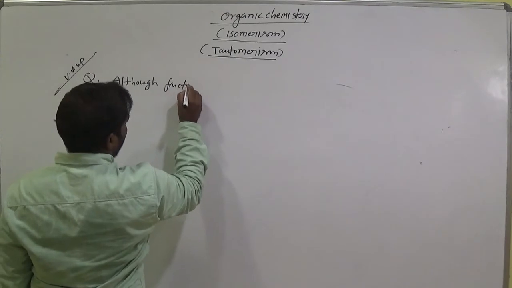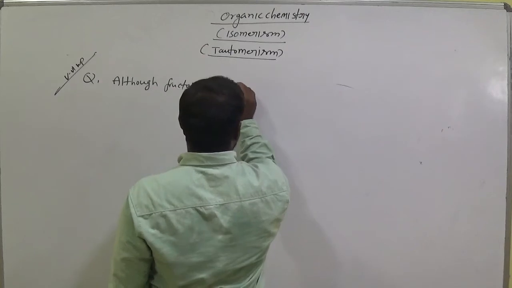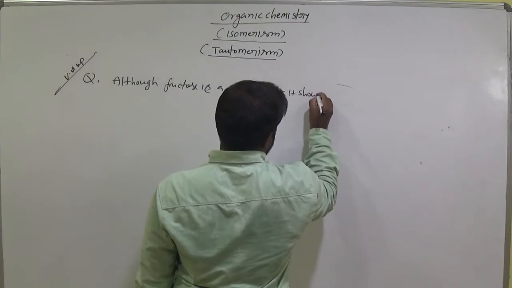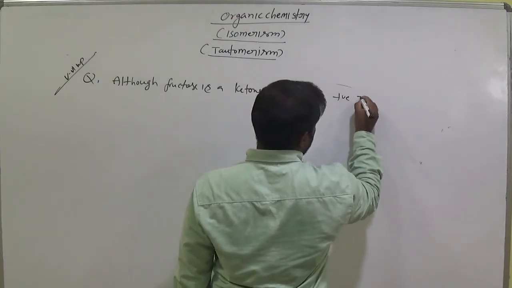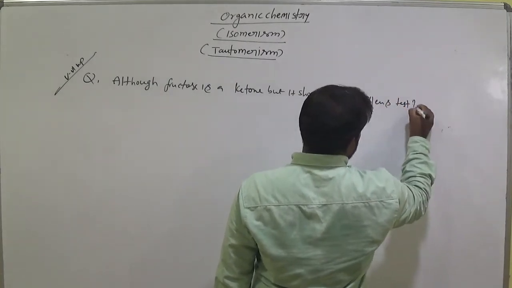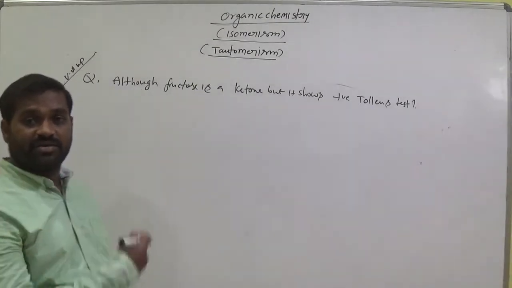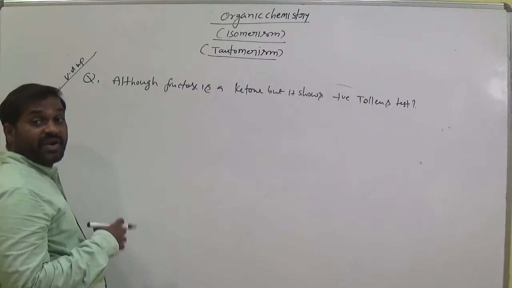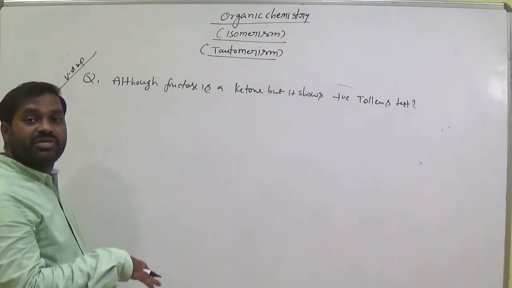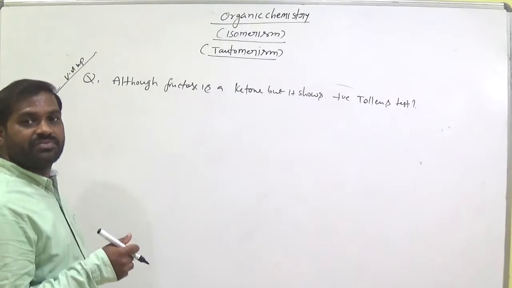Although fructose is a ketone, it shows a positive Tollens test. What is the reason? Fructose is a carbohydrate. It is a ketone, but it gives a positive Tollens test, that means a black precipitate. But actually, ketones do not give a positive Tollens test. Why does it give it? That is the reason.